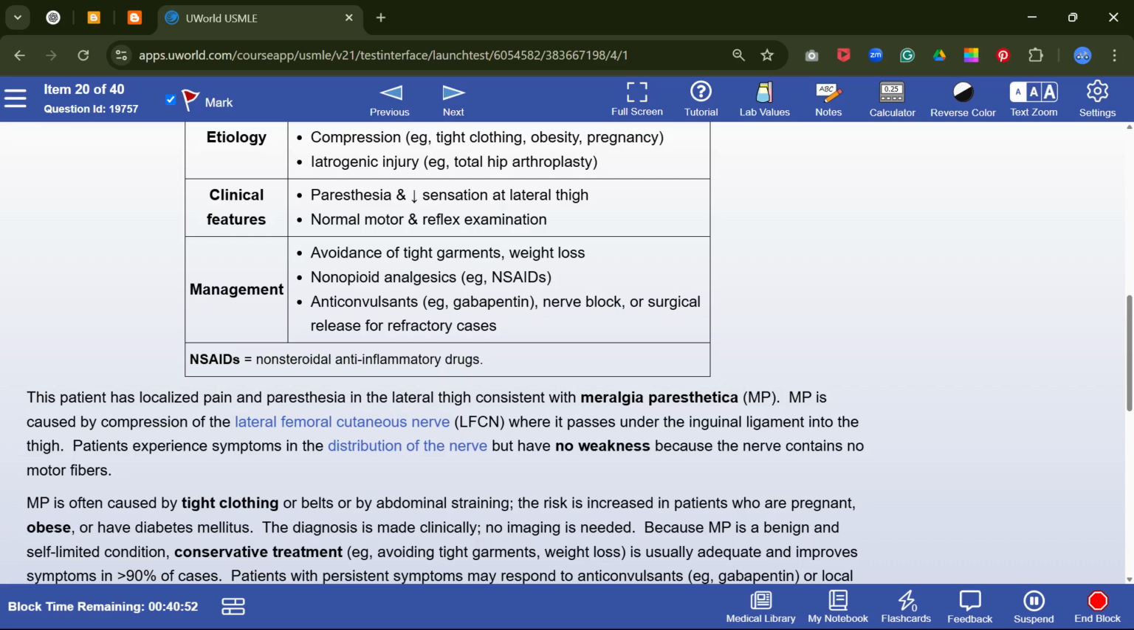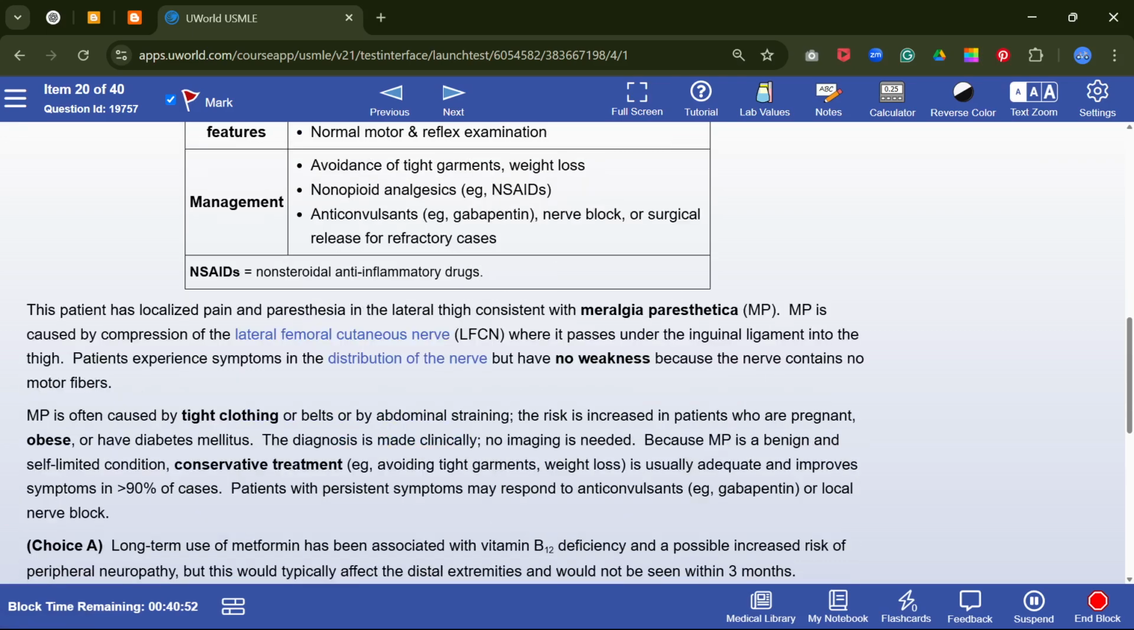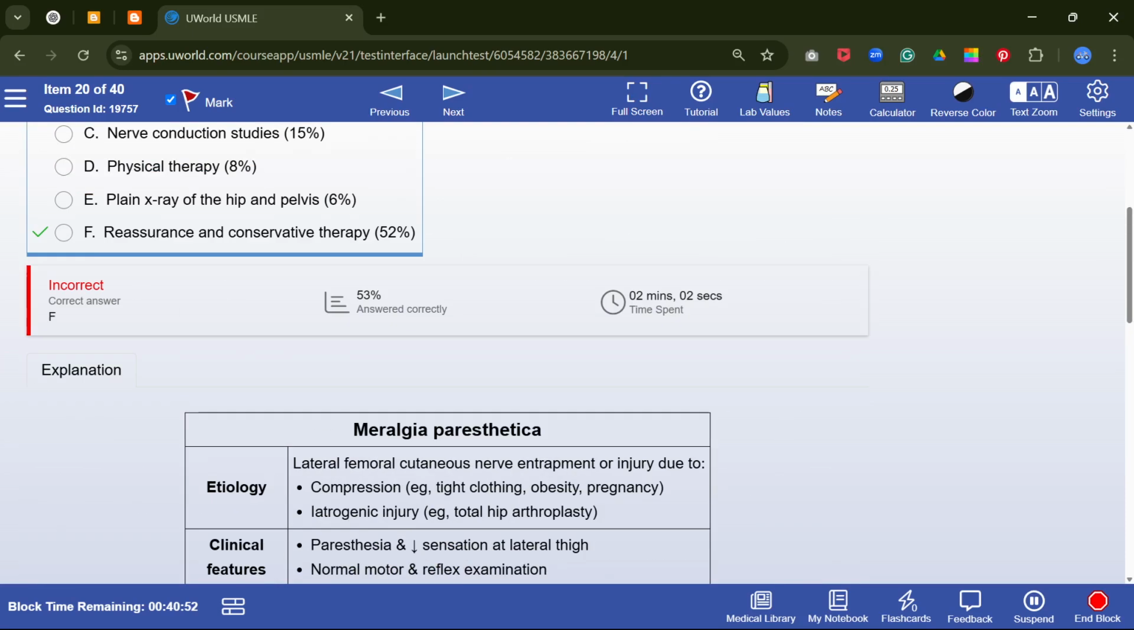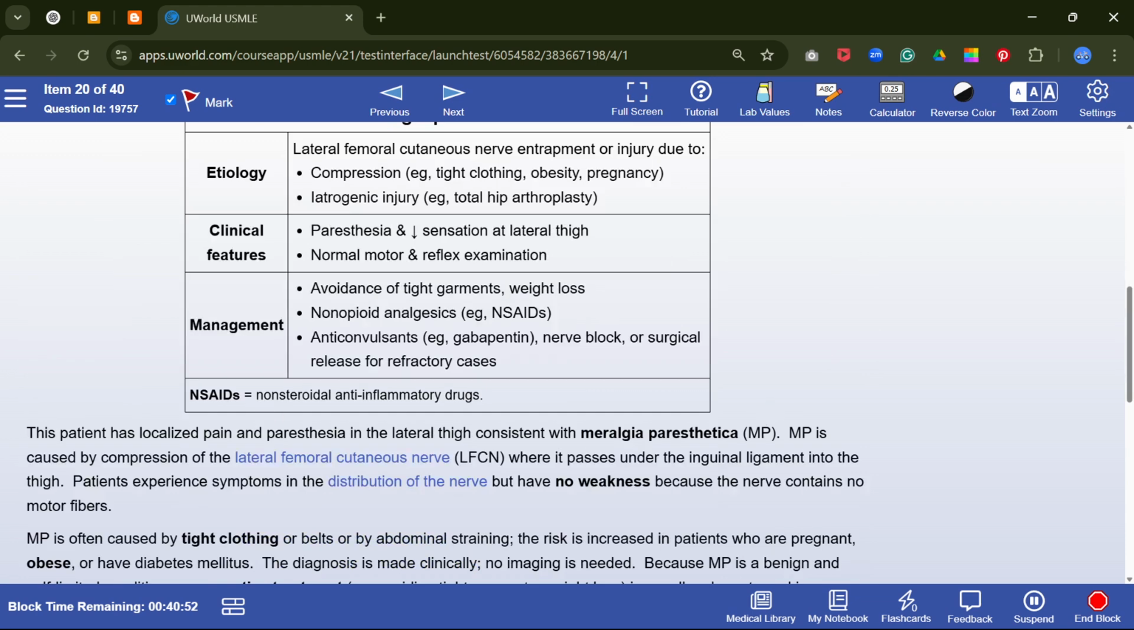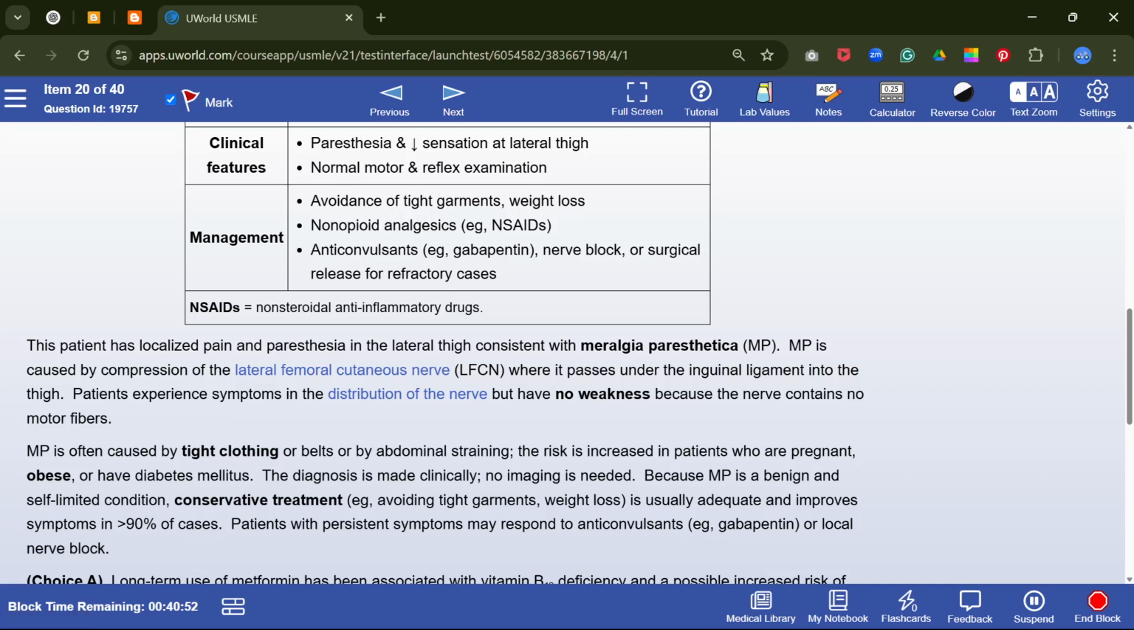This patient has localized pain and paresthesia in the lateral thigh, consistent with meralgia paresthetica. Meralgia paresthetica is caused by compression of the lateral femoral cutaneous nerve, where it passes under the inguinal ligament into the thigh. Patients experience symptoms in the distribution of the nerve but have no weakness, because the nerve contains no motor fibers.